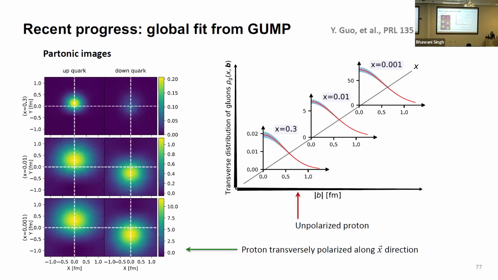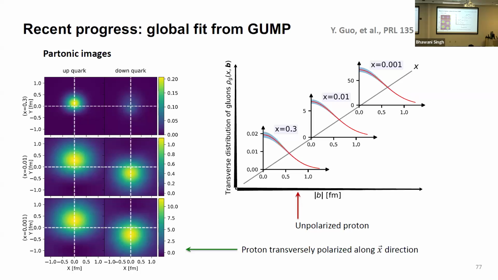their result, we get the image for the up quark in this column and the down quark in this column. And the color coding is shown here. Yellow means densely distributed, and dark blue means no quarks or no other partons. The horizontal axis refers to X, the vertical axis is Y, and this is the transverse plane of the proton.